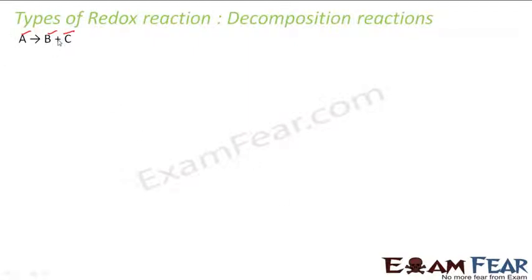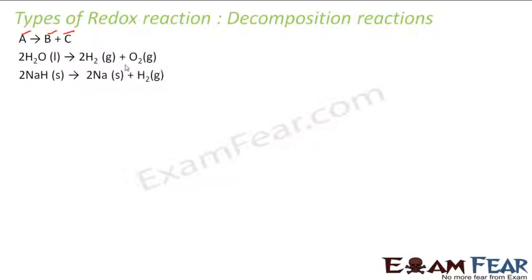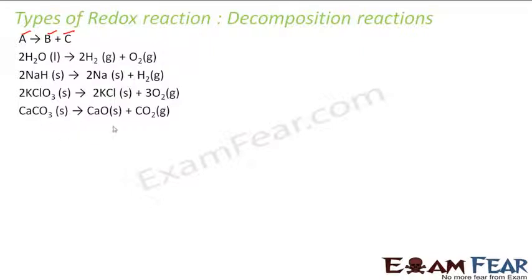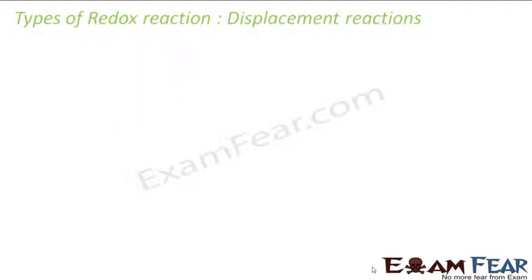Another reaction is decomposition reaction, where from A you get B and C. It breaks. Examples: water breaks into hydrogen and oxygen. NaH breaks into sodium and hydrogen gas. KClO3 breaks into KCl and oxygen. CaCO3 breaks into CaO and CO2.